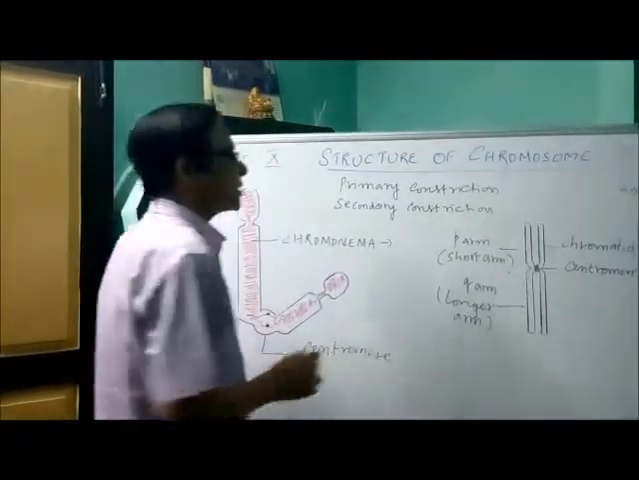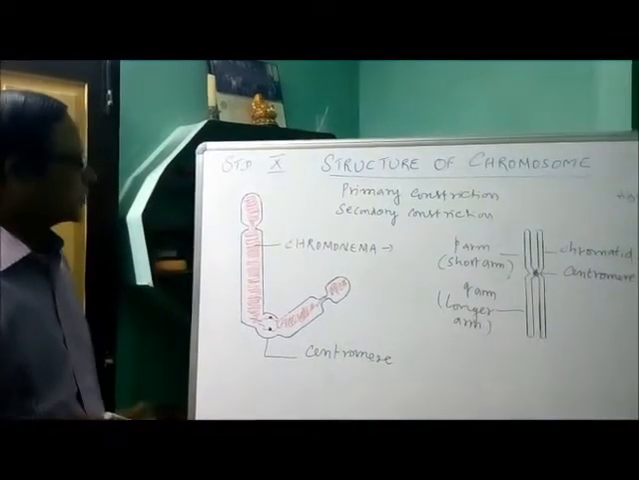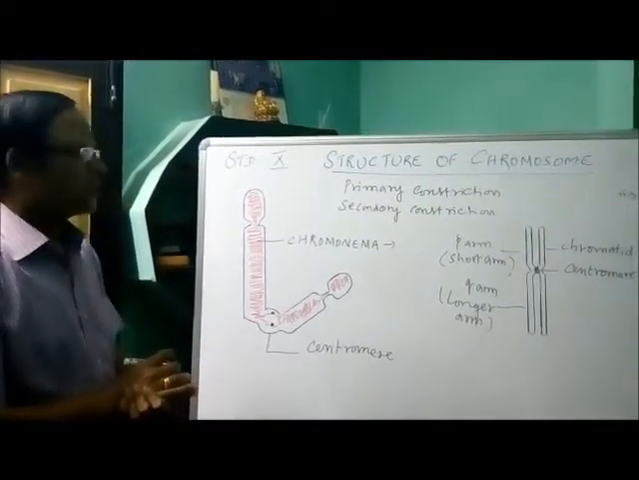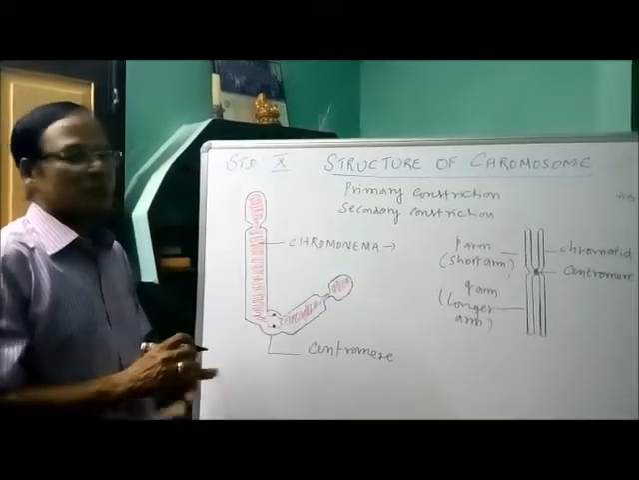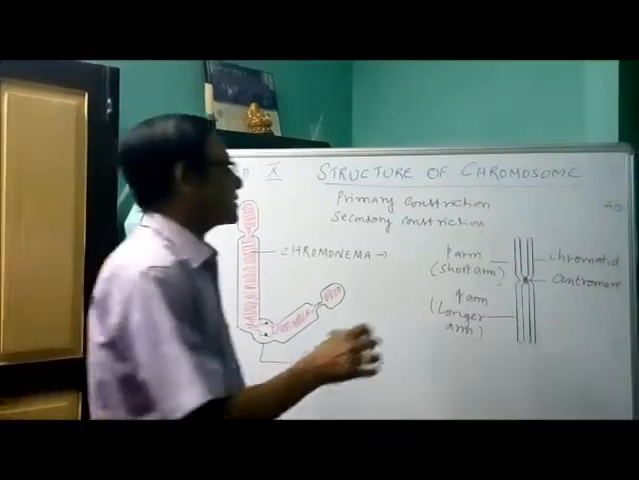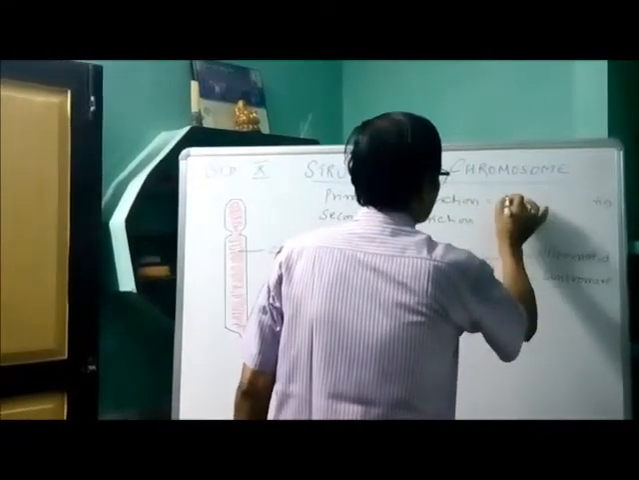The primary constriction is present in all the chromosomes. The secondary constrictions may or may not be present. The number of secondary constrictions may be one or more than one. The primary constriction is otherwise called the centromere.